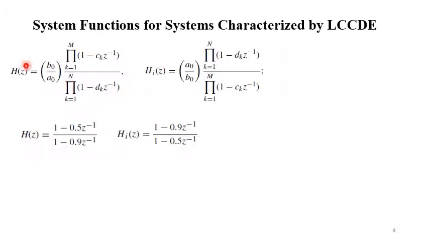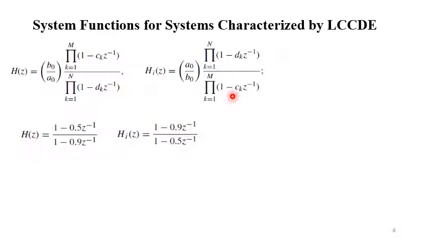So let's consider we have the system function H of Z as defined here. Its inverse will be the reciprocal of it, right? That means the zeros here will become poles for this system, and poles of this system will become zeros of this system. So b naught upon a naught will become a naught upon b naught, and similarly this will come here, and this will come here. Okay, let's consider a numerical example.